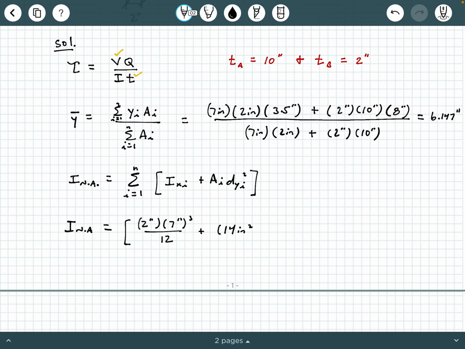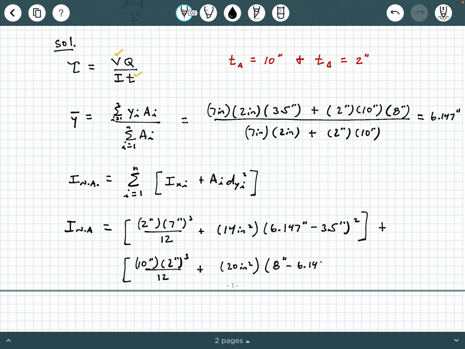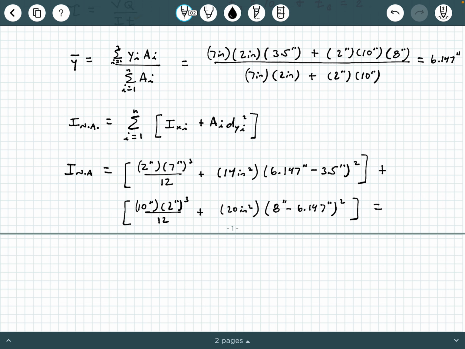The area of the web is 14 square inches times 6.147 inches minus 3.5 inches, and don't forget to square that, plus we have a term for the flange. There's a BH cubed over 12 term for the flange, plus an AD squared term for the flange, so that's 20 inches squared times 8 inches minus 6.147 inches, squared. Again, if you're rusty on moment of inertia calcs, that's a statics topic. Take a look at my video in the statics playlist on moment of inertia.